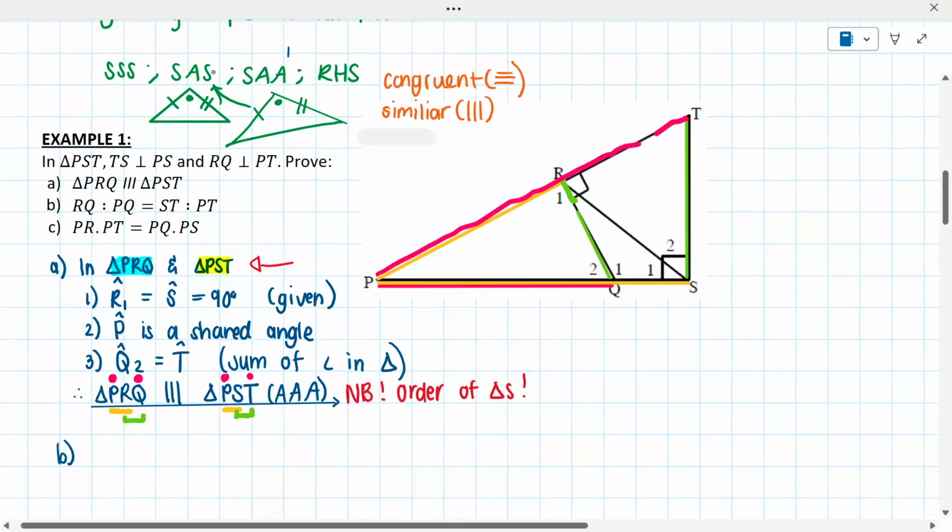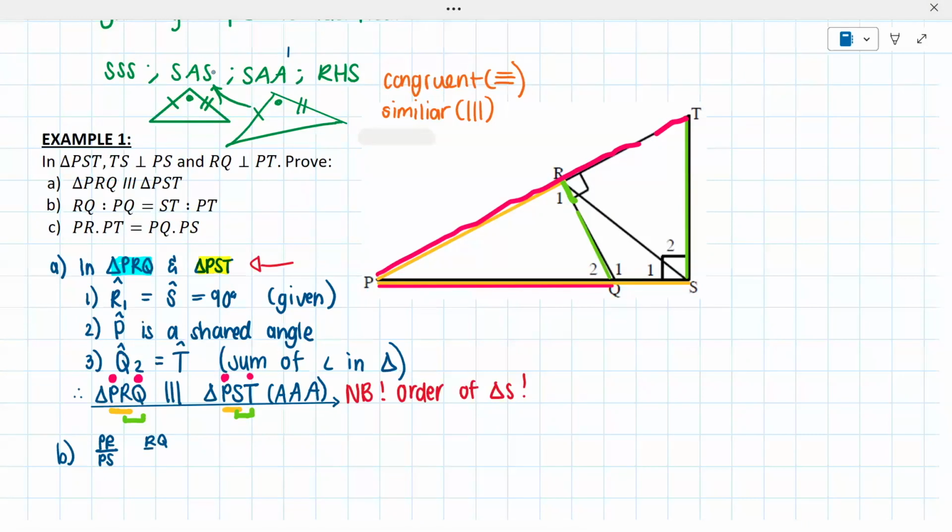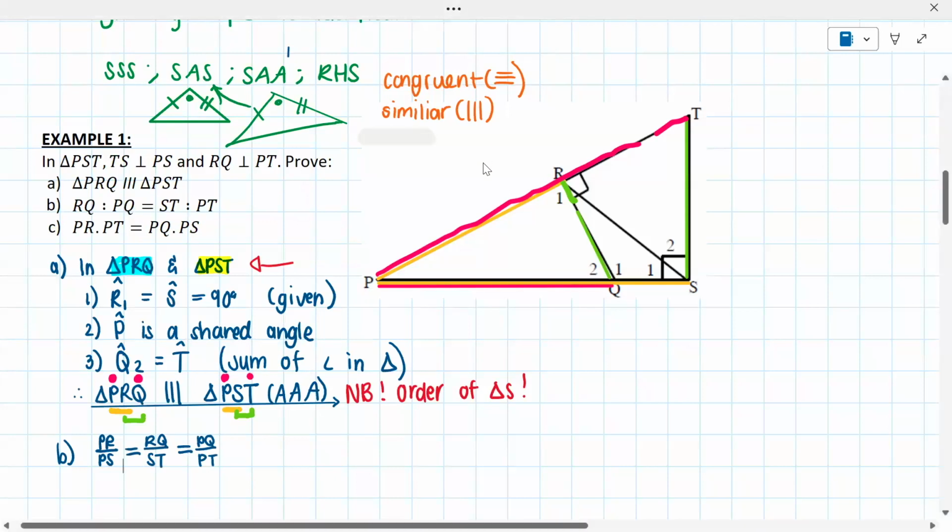We now have that. So we now know that PR, so what I showed you in yellow, PR is in proportion to PS. We also know that RQ is in proportion to ST, and we know that PQ is in proportion to PT. And because of similarity, we know that all of those proportions are equal to each other. That's what similarity has allowed us to prove.